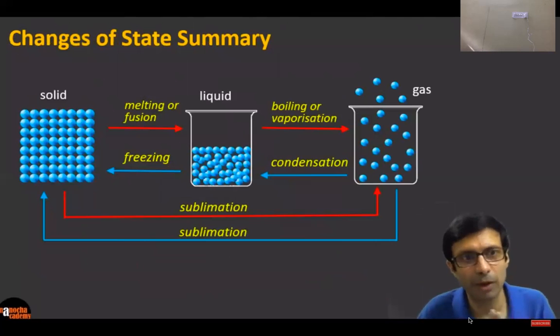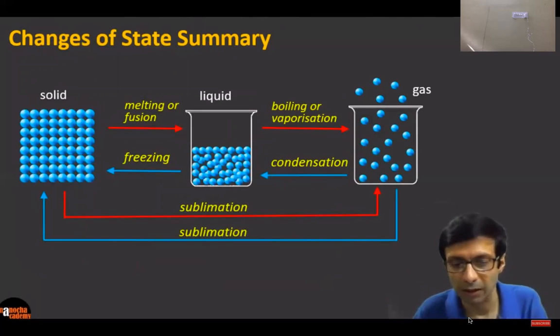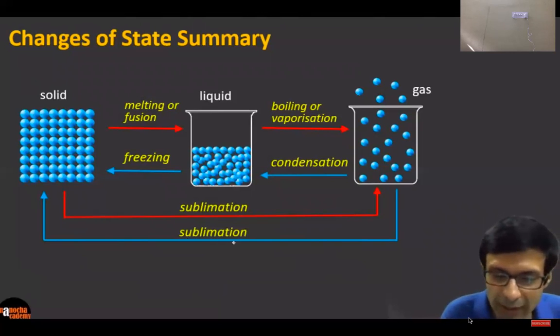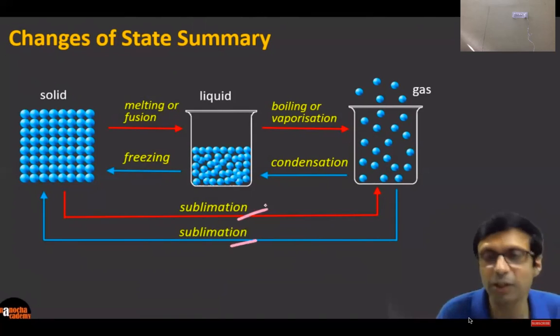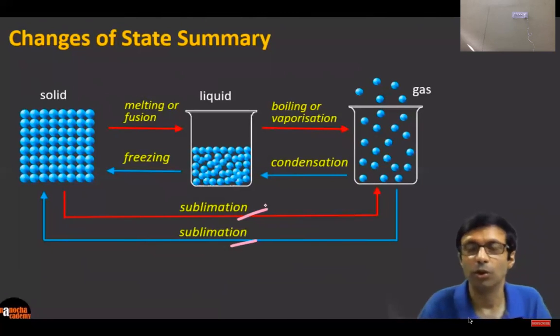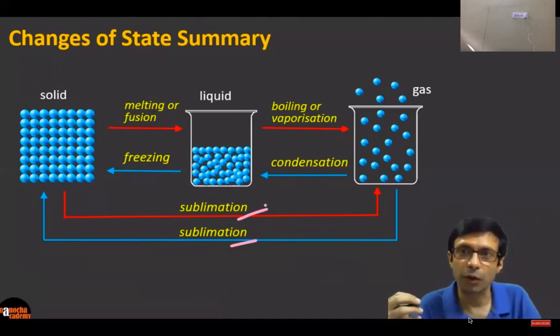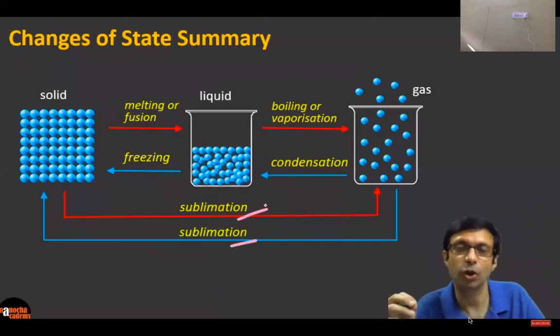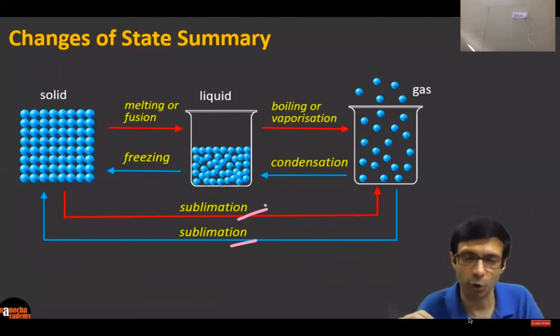Again, you might find some different terms in different books. But usually this is a little confusing because we say going from solid to gas is called sublimation, and the reverse is also called sublimation. So the carbon dioxide, for example, can be converted into the solid, or any substance that can be converted from a gas to a solid directly, that process is also known as sublimation.